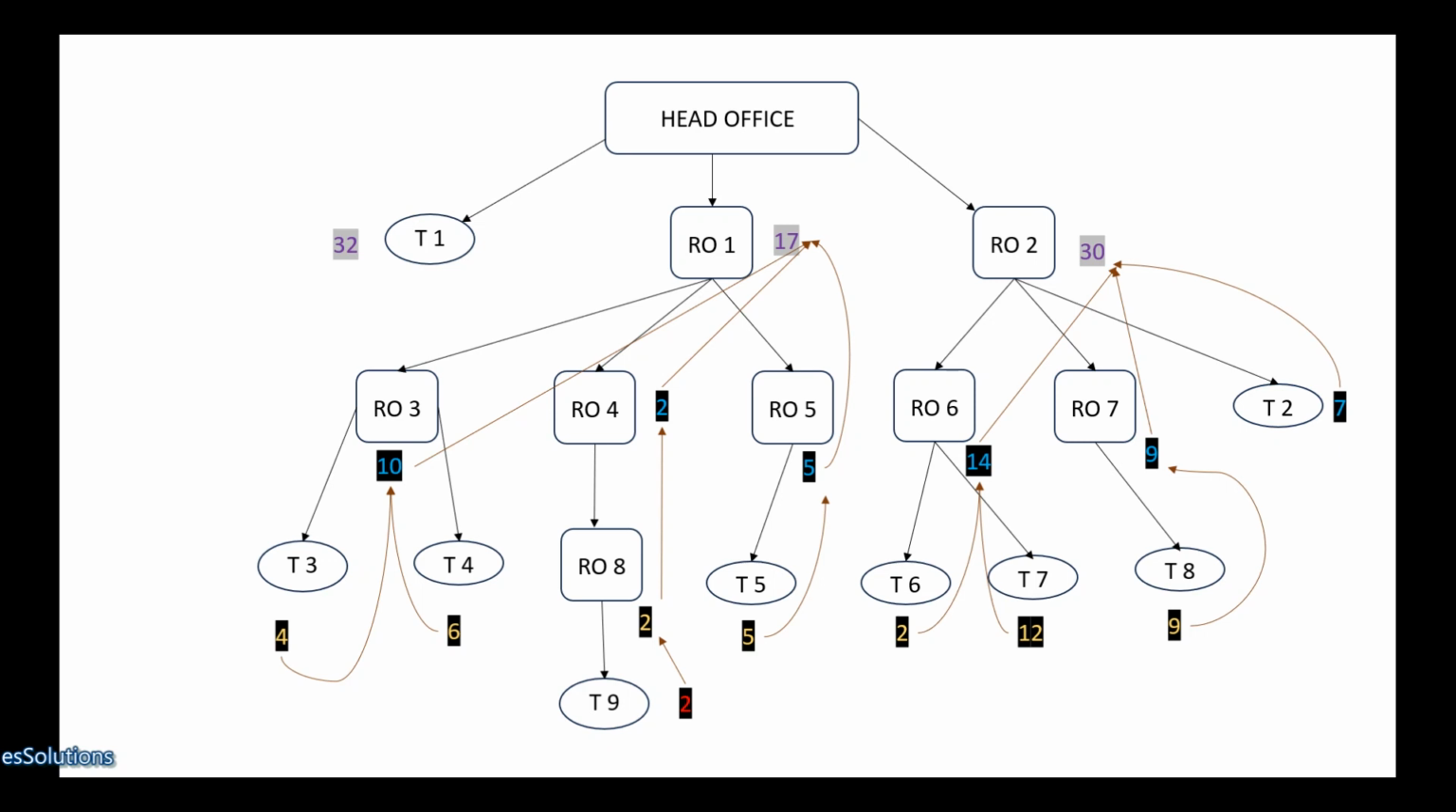Now when we get to the head office and want to know the total number, all of these regional offices that report to the head office, or the teams that report to the head office, also will cascade it upward. So for example, at the head office we have 79 because team 1 at the head office has 32 staffs. Regional office 1 and 2 have 17 and 30 respectively.